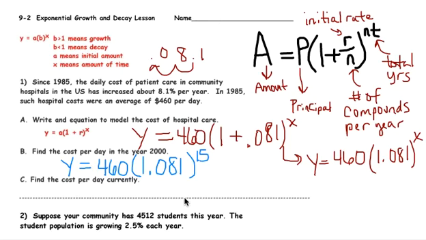And once you get that, we're going to actually calculate that. So you need to get your calculator out, and you're going to type in 1.081, hit the little y to the x button, type in 15 for your power, hit equals, and then you can multiply by 460, which is out front. Leave it as a decimal because we're talking about money here. Okay, Amber, what'd you get?